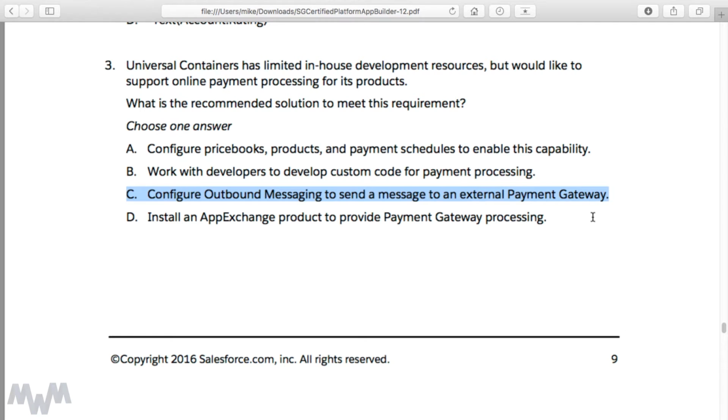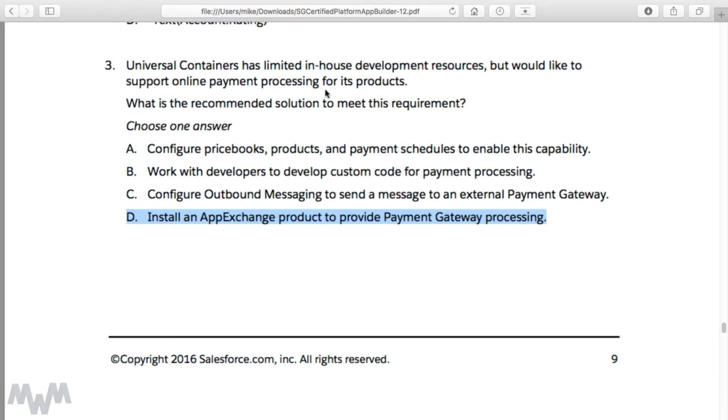But that is another functionality where you could send a message out of Salesforce and it would talk to another system, but it's not quite there. And then the fourth one is you could simply install an AppExchange product to provide payment gateway processing. And what they're getting at here is that one of the core things as it relates to the AppExchange on the Platform App Builder certification exam is they just want to know, and when I say they, I mean Salesforce, they want to know if you understand the use case for leveraging the AppExchange.